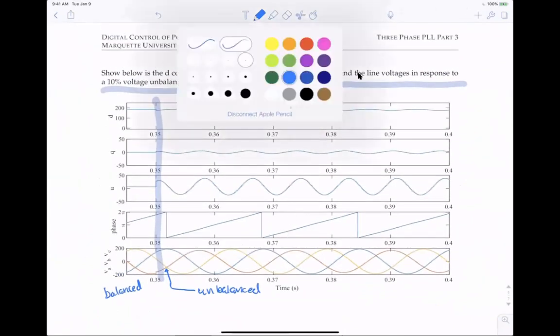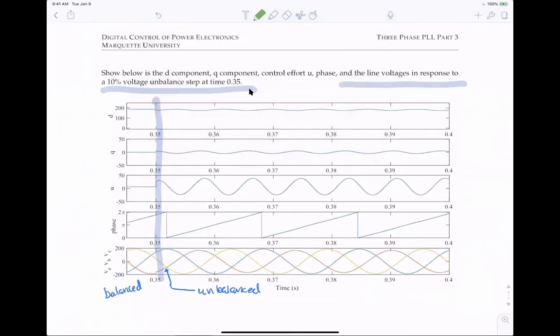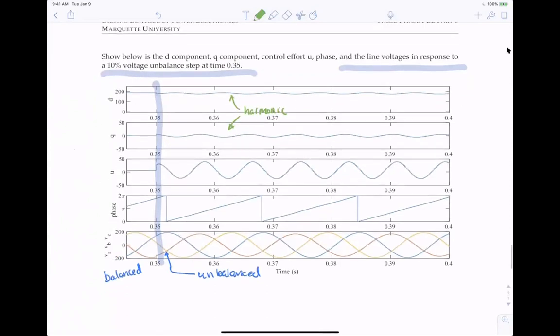And what you see because of this unbalance now is that we have harmonics in both D and Q. And this is going to be present because we're oscillating. Our vector in the DQ axis actually has a little bit of an oscillation in reference to 60 Hertz. So that's why it shows up. And in fact, you can go back to the math and do the DQ transform and prove to yourself that it shows up.